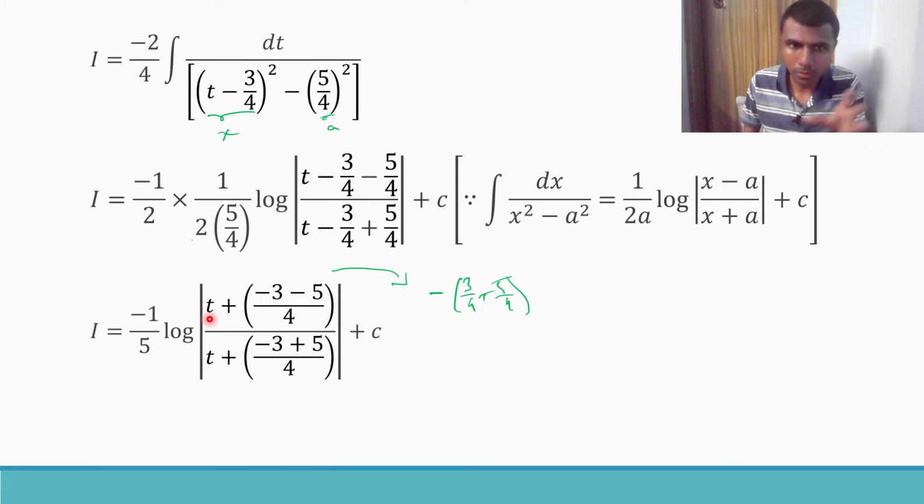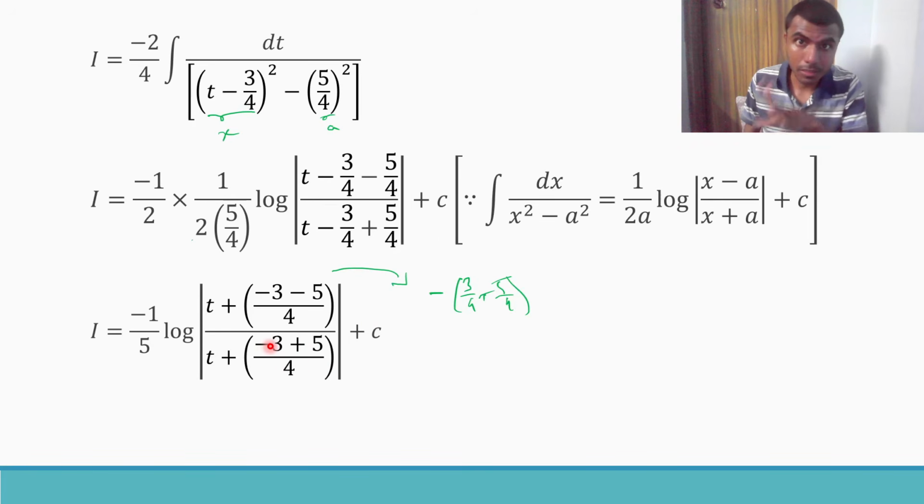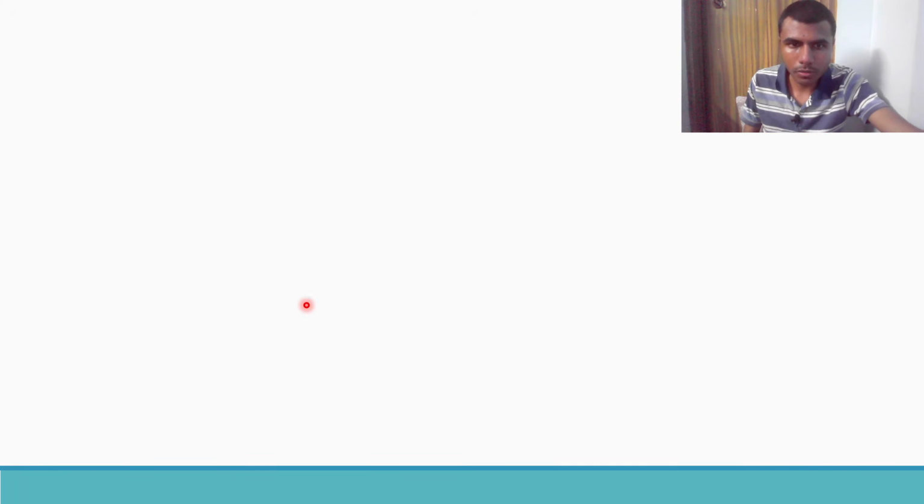Minus 8 by 4 ante minus 2 also. So, me the numerator lo t minus 2. I'd get t minus 2. By here I'd get 5 minus 3 is 2. 2 by 4, 1 by 2. So, minus 1 by 5 log mod t minus 2 by t plus 1 by 2 plus c.